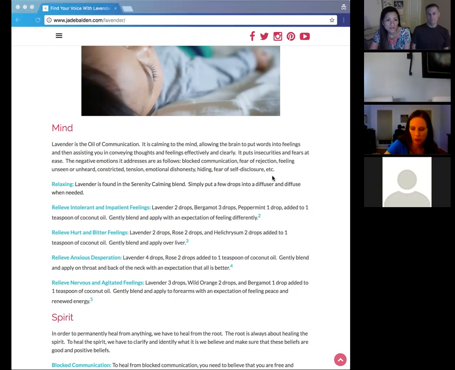Okay. Because I know it's uncomfortable and sometimes we hold on to it for who knows what reason, but we really want to get rid of it. Okay. Relieve anxious desperation, so sort of like the panic. So 4 drops of lavender, 2 drops of rose, and both together in fractionated coconut oil, and you can put it on the back of your neck with the expectation or the affirmation that everything is going to be better, everything is going to work out.